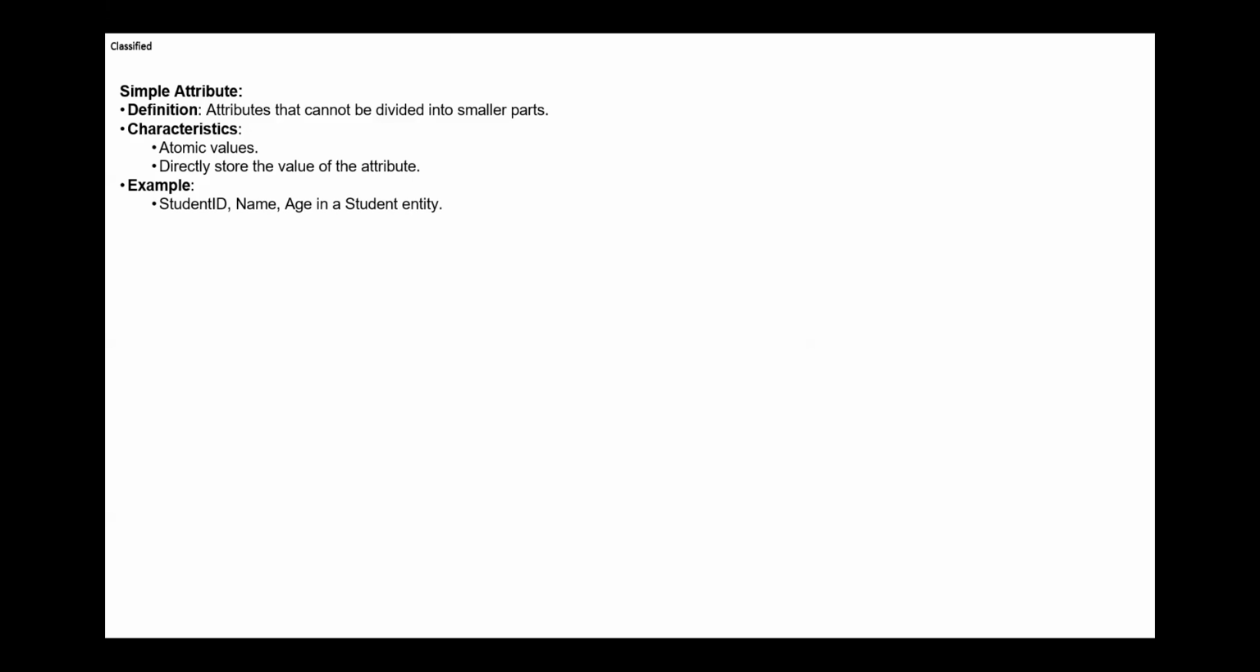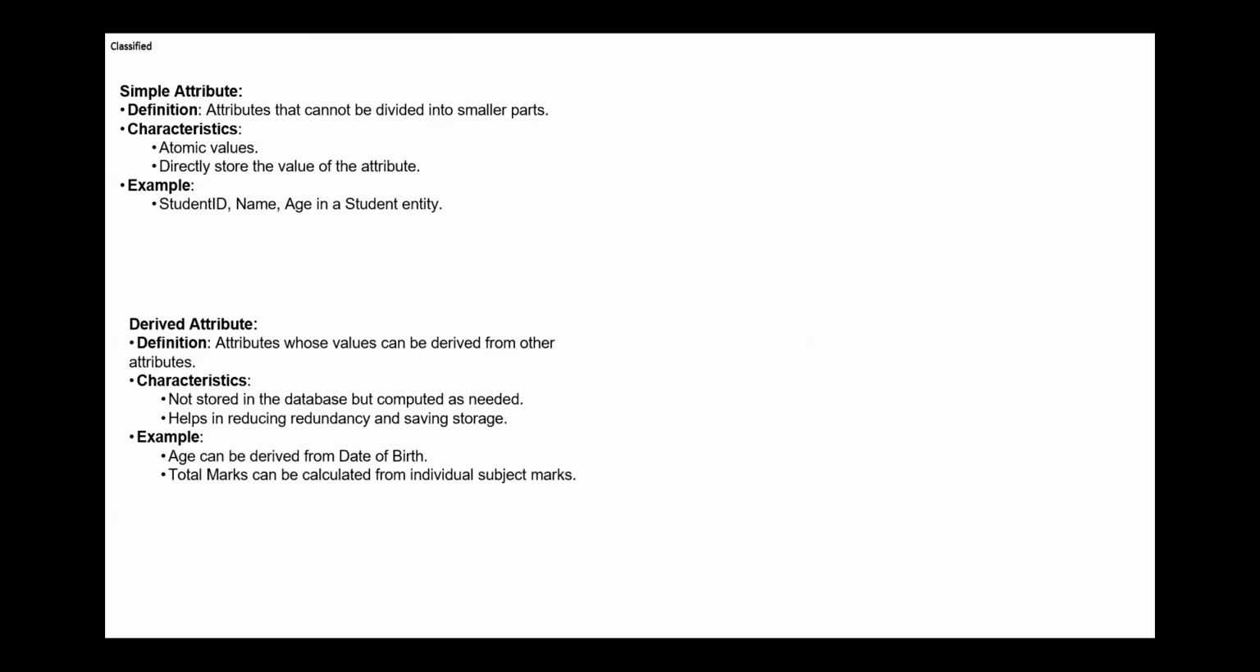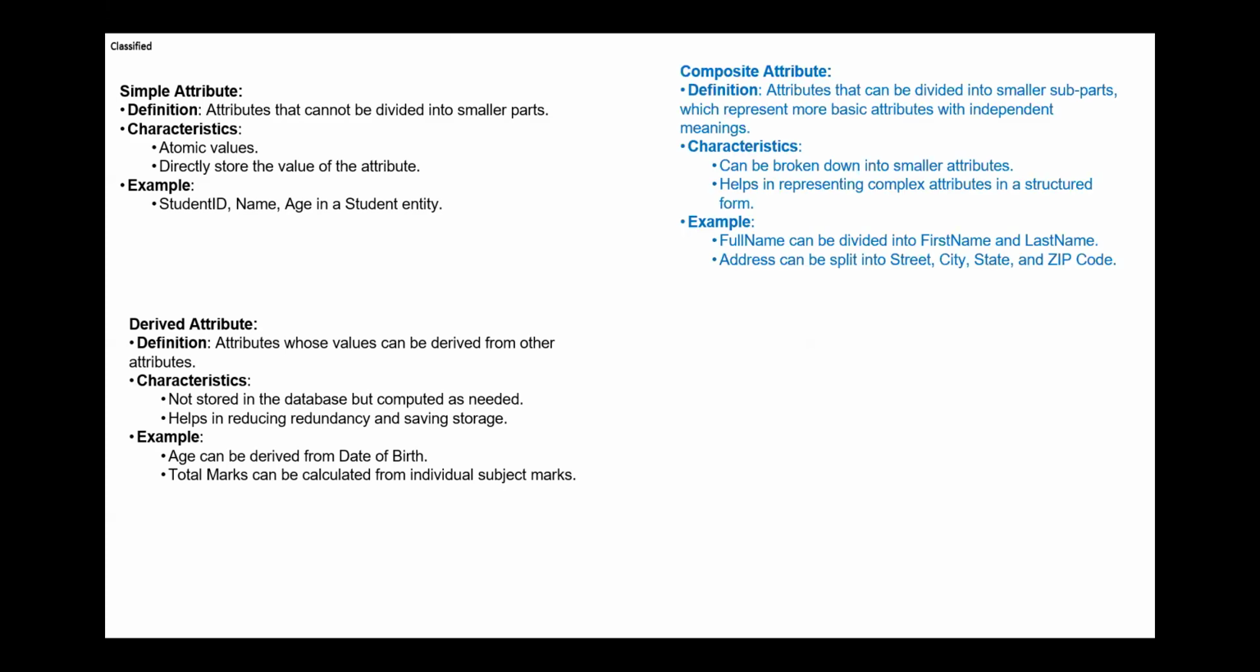Okay, so let's start here with the types of attributes. Attributes are what? They are the columns, right? They are the items about the entity that we will take data for. So a simple attribute cannot be divided into smaller parts, like student ID, name, age in a student entity. Derived attributes can be derived from other attributes, like your age can be derived from the date of birth. Now, these derived attributes often are not stored in the database, but they are computed as needed, because like age, if you were to look at it after 1 year, the age would have changed, right?